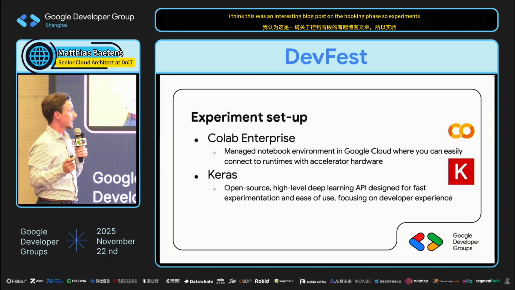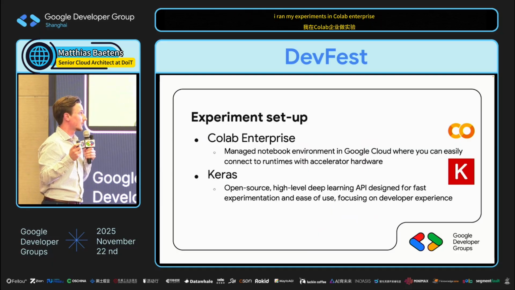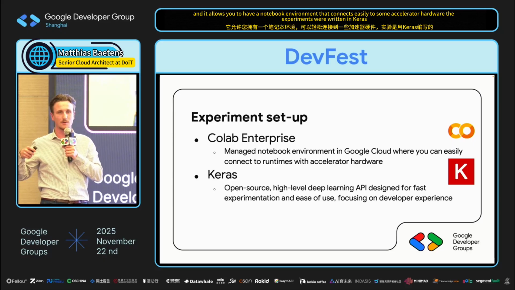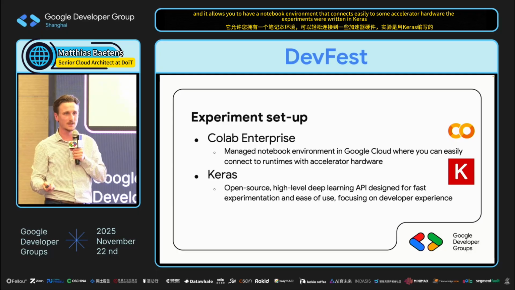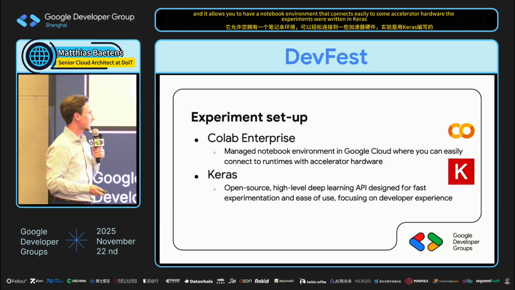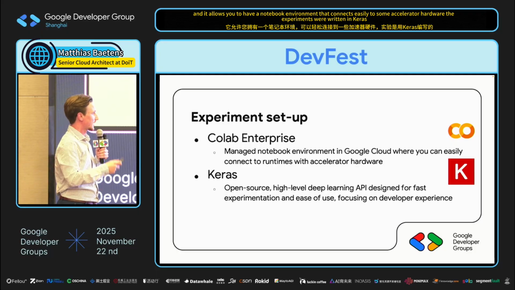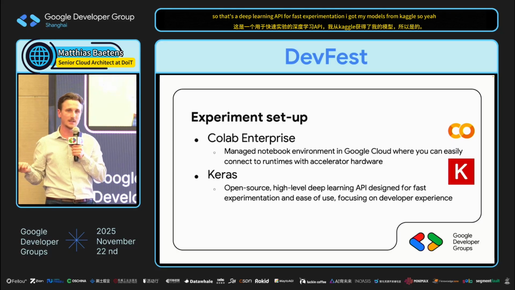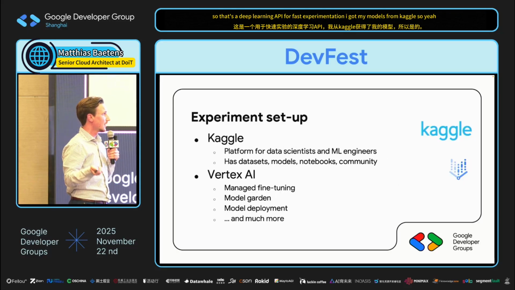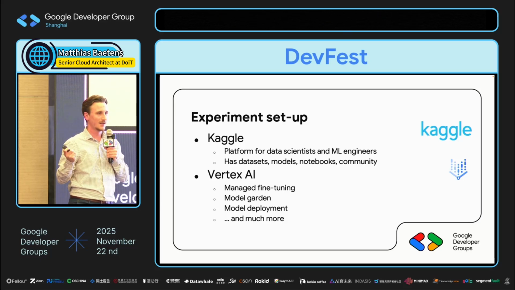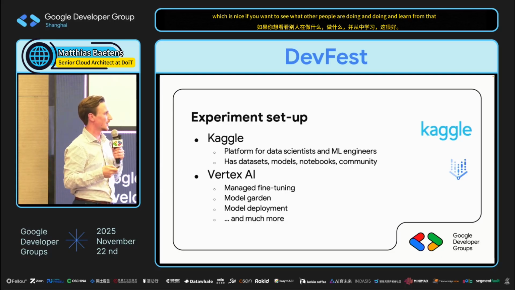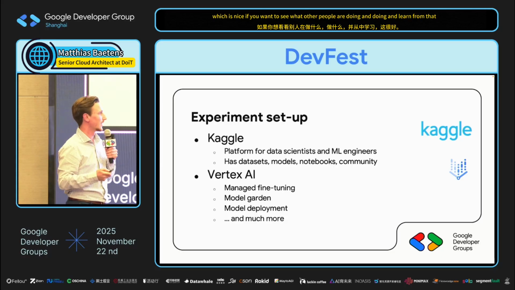So, experiments. I ran my experiments in Colab Enterprise, which is part of Google Cloud, and it allows you to have a notebook environment that connects easily to accelerator hardware. The experiments were written in Keras, a deep learning API for fast experimentation. I got my models from Kaggle. It has models, data sets, and a community, which is nice if you want to see what other people are doing and learn from that.